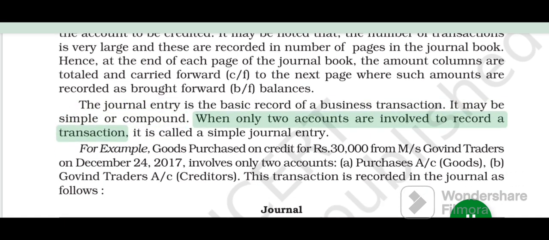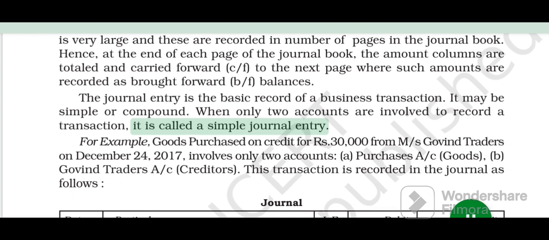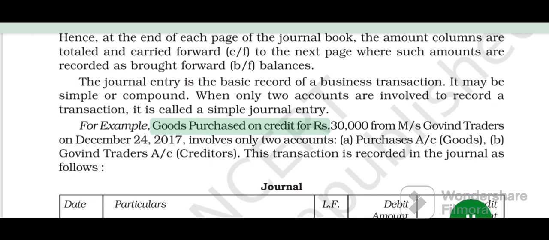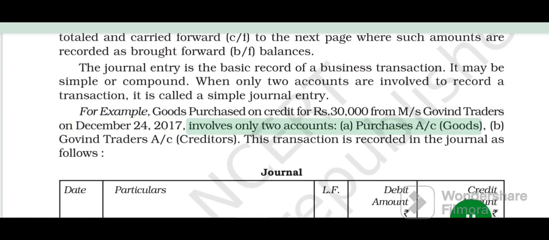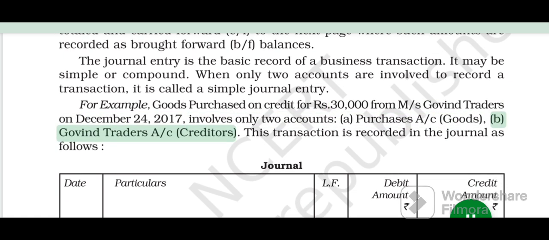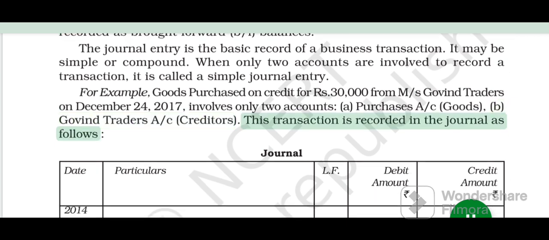When only two accounts are involved to record a transaction, it is called a simple journal entry. For example, goods purchased on credit for Rs. 30,000 from M.S. Govind Traders on December 24, 2017, involves only two accounts, A. Purchases A/c Goods, B. Govind Traders A/c Creditors. This transaction is recorded in the journal as follows.